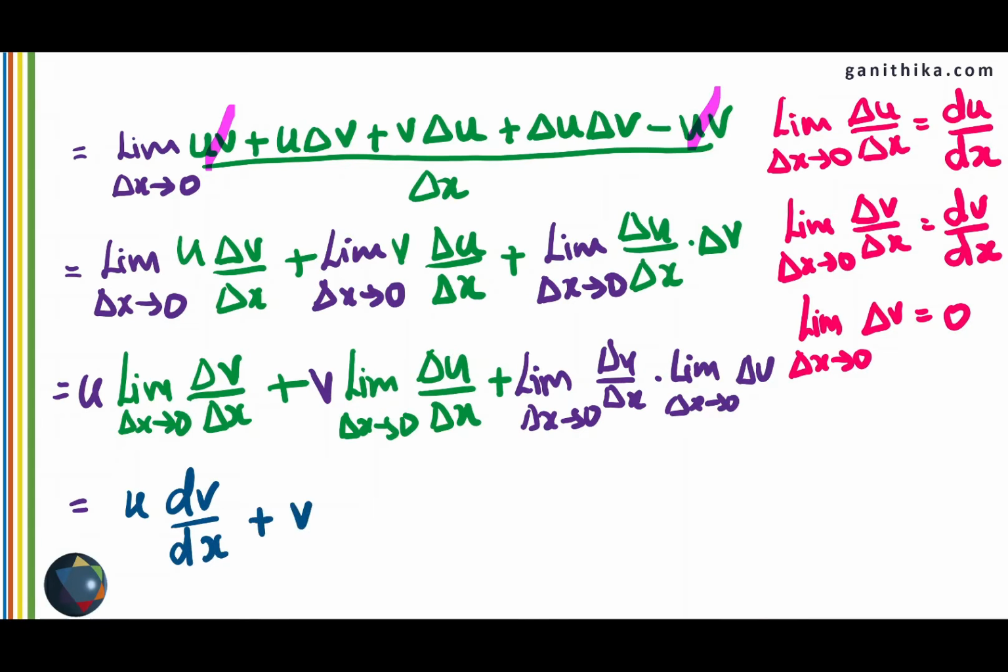Substituting all of them in the above expression, we get this, with the last term as du over dx multiplied by 0 because the limit of delta v is 0. Therefore the last term goes off.